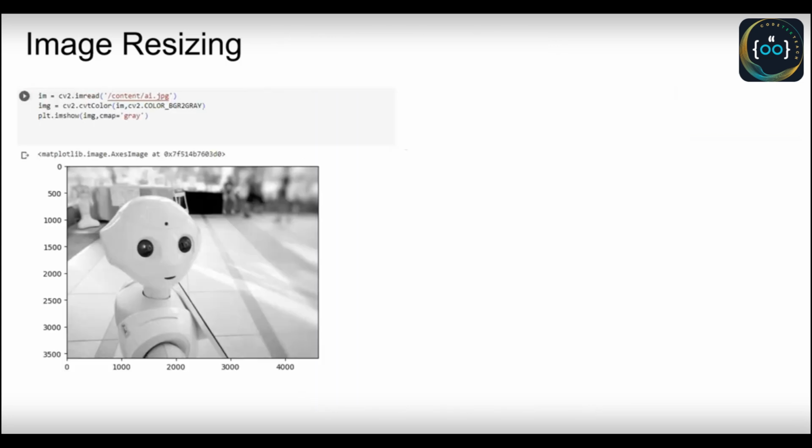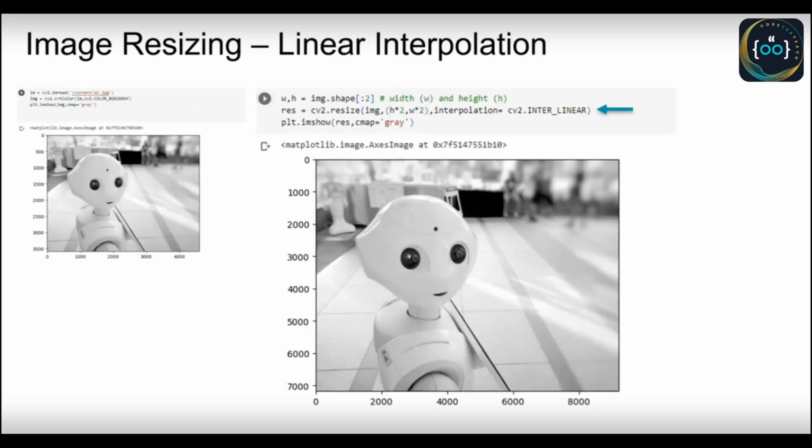When it comes to code, here we are trying to read the image and then we convert the image to grayscale. We then apply linear interpolation using cv2.resize. We access the width and height, and then we multiply both height and width by 2, and we can see the result when it comes to the axis between the original image and the resized image.